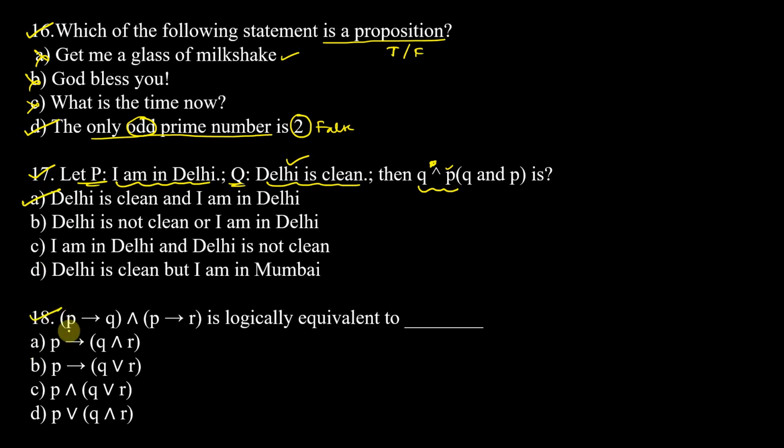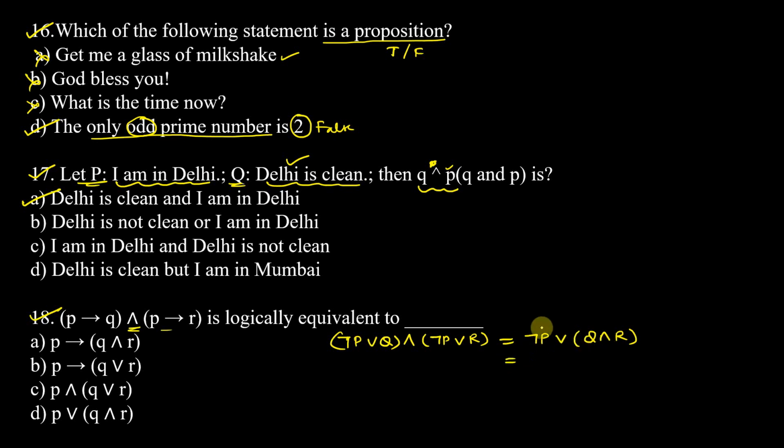Then 18th question. P implies Q and P implies R is logically equivalent to. What you can write P implies Q? You can write it as negation P or Q. And how do you write P implies R? Negation P or R. Reverse of distributive law, if you apply, you can write as negation P or Q and R. Correct? So we can write as negation P or Q and negation P or R.